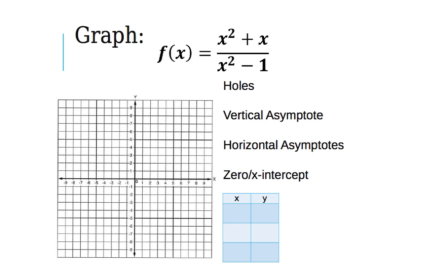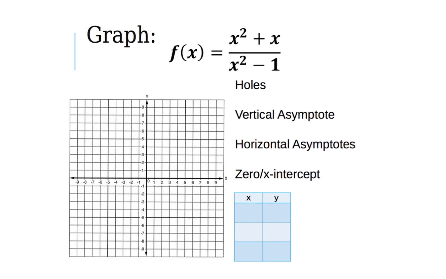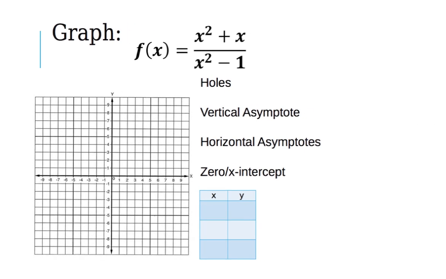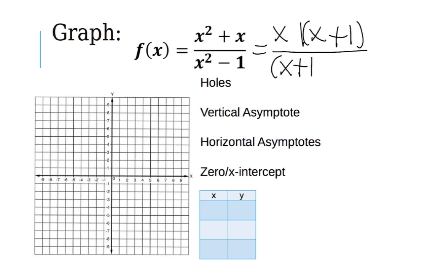All right, so we always start with our factoring. So we want to factor the numerator, and when we factor our numerator, we can see that we're just going to take out a GCF. So our greatest common factor is x, and when we take out an x, we're left with x plus 1. And in our denominator, we have 2 terms and we have a difference of 2 squares. So we're going to have x plus 1 and x minus 1.